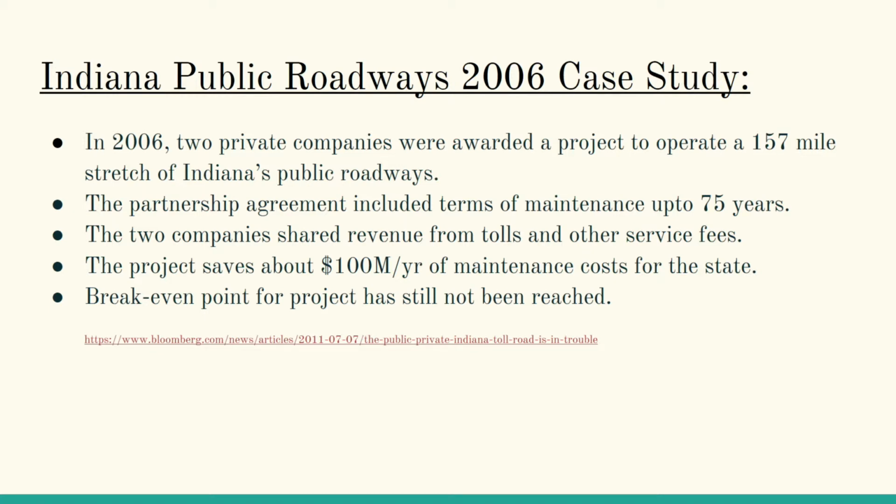So one case study that we've investigated for public-private partnership was the Indiana Public Roadways case of 2006. In 2006, two French contractor companies, they were private companies, were awarded a project to operate a 157-mile stretch of Indiana's public roadways, typically the highways. This partnership agreement included terms of maintenance of up to 75 years. The two companies did initially share the revenue from tolls and other service fees, and it was projected to save about $100 million a year for the state in maintenance costs. However, the break-even point for this project has still not yet been reached.